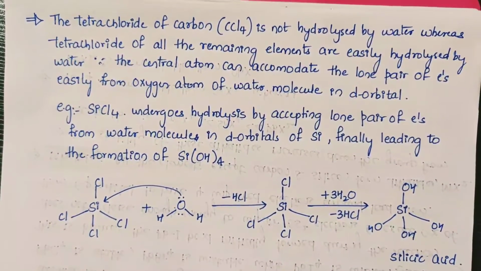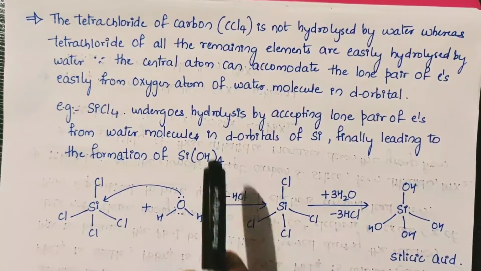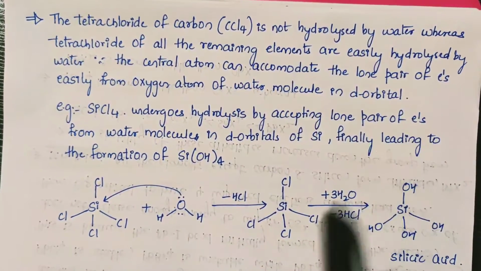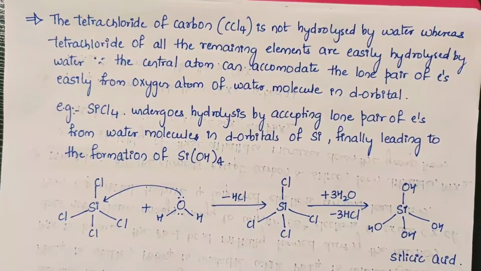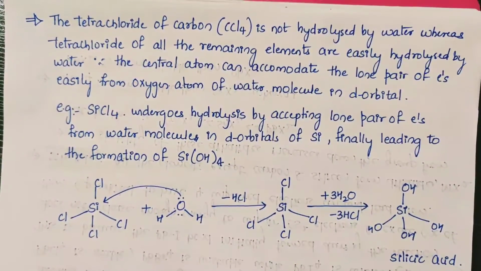Okay, so SiCl4 undergoes hydrolysis by accepting a lone pair of electrons from the water molecule in the d orbitals of silicon, finally leading to the formation of Si(OH)4. Whereas CCl4, if you take, is not hydrolyzed by water.